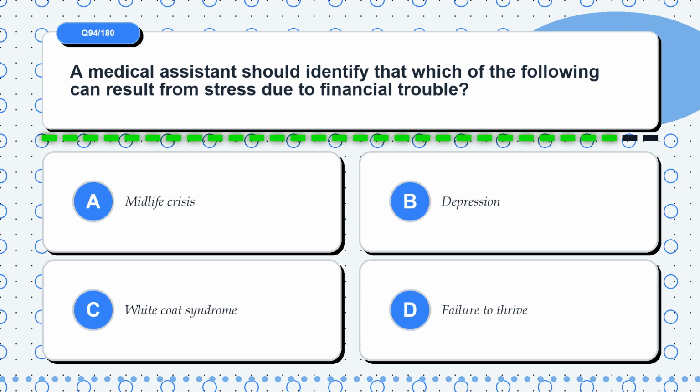Question 94. A medical assistant should identify that which of the following can result from stress due to financial trouble. Here are the options. Option A, midlife crisis. Option B, depression. Option C, white coat syndrome. Option D, failure to thrive.